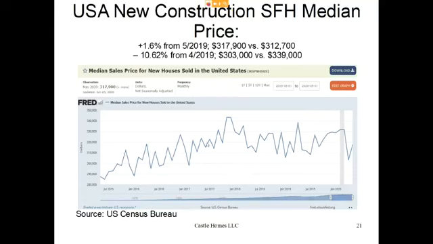Okay, so median prices. April, they fell down to 303 versus 339 in 2019. So that's a big chunk down. And then we came back up for May, rose 1.6%, May over May 2019, at 317.9 versus 312.7 for the May 2019 price.